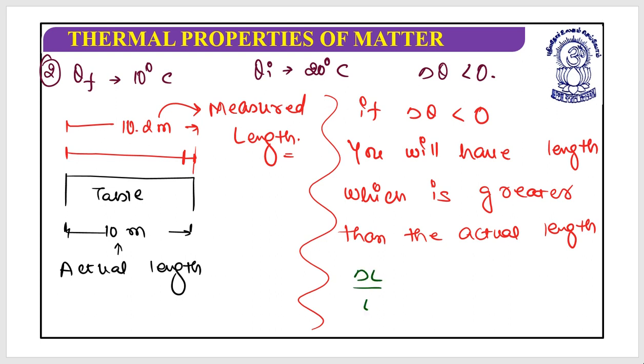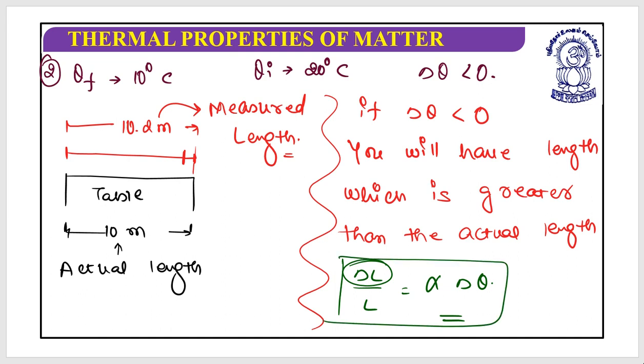So in this situation, again the error could be calculated using delta L by L equals alpha delta theta. So what the error is, that means the number, can be calculated from here. But whether it would be shorter or greater, that decision is purely based on the concept. I hope this is clear.